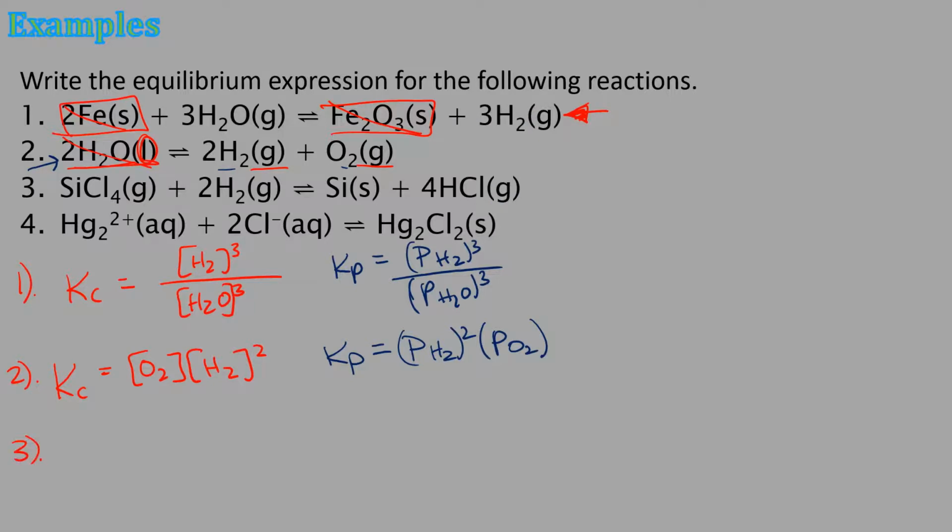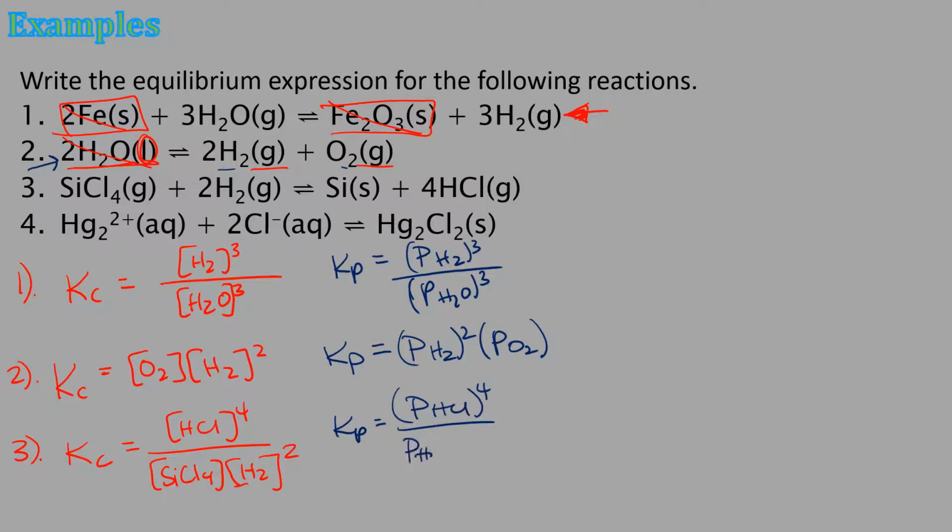Number 3 is going to be the concentration of HCl to the 4th divided by the concentration of SiCl4 times the concentration of H2 squared. And the Kp would be the same thing, because all the ones that are involved are gases. Like I was saying earlier, just because this isn't in the equilibrium expression doesn't mean it's not produced. It still has to be produced. The last one is going to be a little bit different.